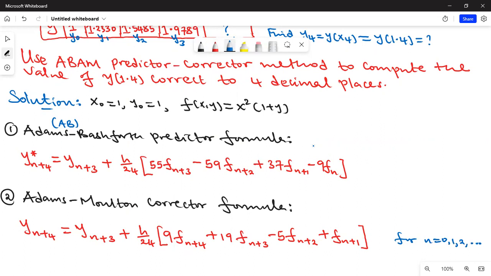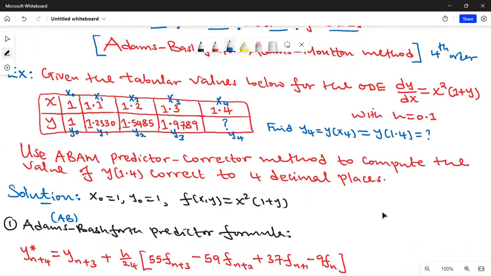So the predictor formula will always give you the predicted value of whatever function or value you are looking for. And then the corrector formula will correct the predicted value. It will help give you the most accurate result. Instead of Adams-Moulton, we can abbreviate this as AM. And so that's why we call this method the ABAM Predictor-Corrector method. AB means Adams-Bashforth, AM means Adams-Moulton. For the Adams-Bashforth, you predict. For Adams-Moulton, you correct.